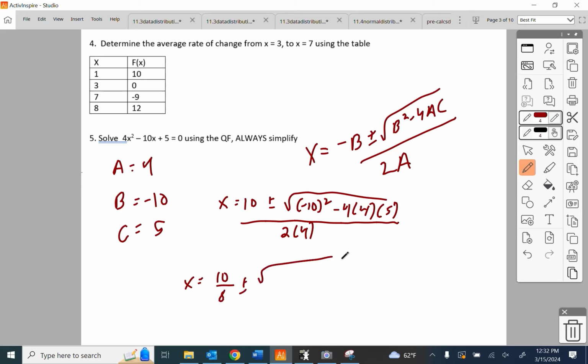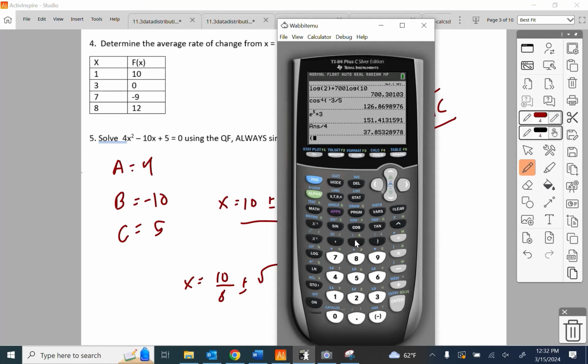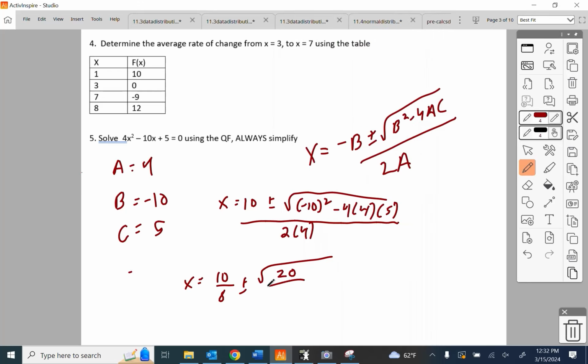I'm going to see what's in that radical. We're going to pretend I don't know math. I had a negative 10. That was squared. Minus 4 times A, which was 4, times C, which was 5. And that's 20. And that root of 20 is also over an 8.